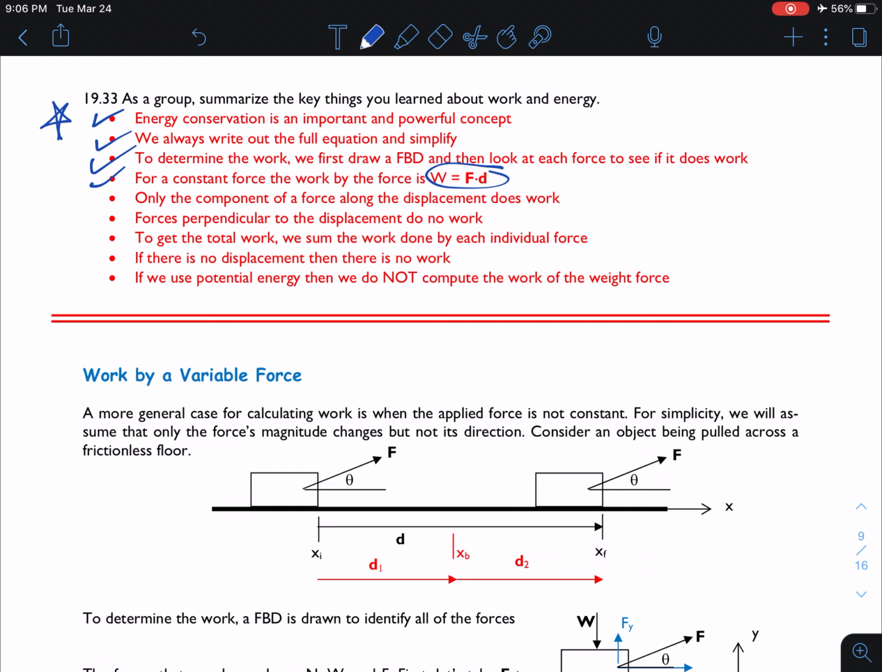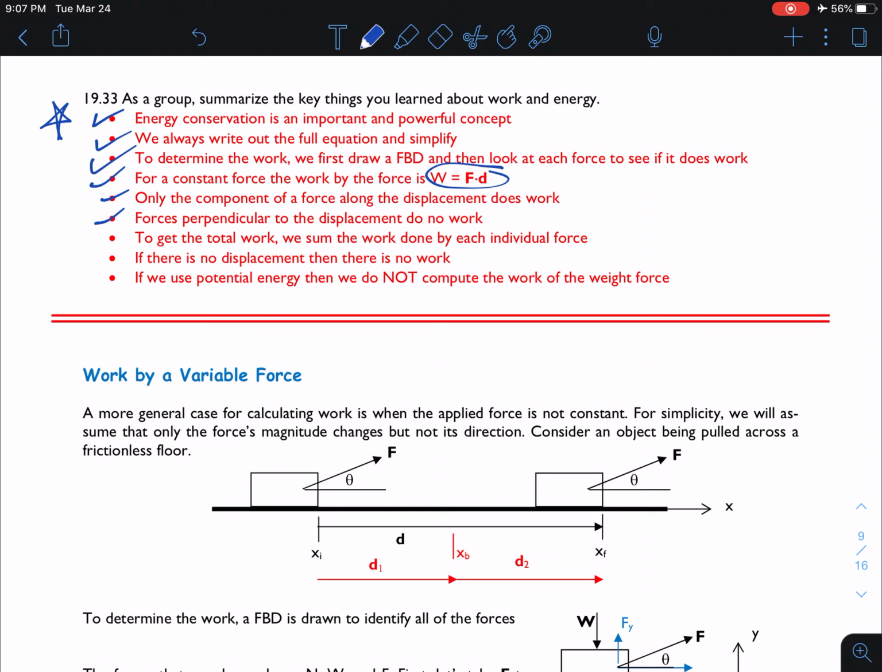Only the component of a force along the displacement does work. If you don't have a component along the displacement, or the force is just perpendicular, that means the force does not do work. Think about this: you are carrying really heavy grocery shopping bags, or holding a very heavy briefcase, with your hand at your side, and you're walking. You feel it pulling you down, and it's hard to carry.